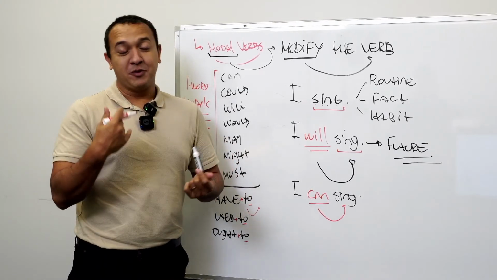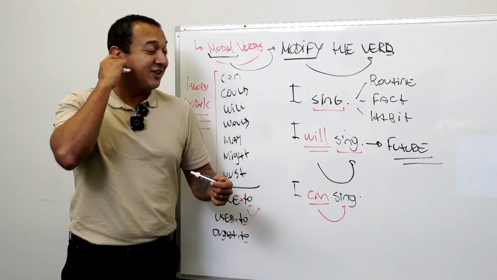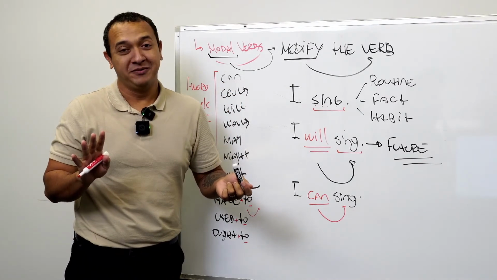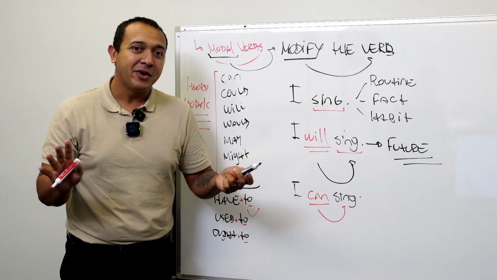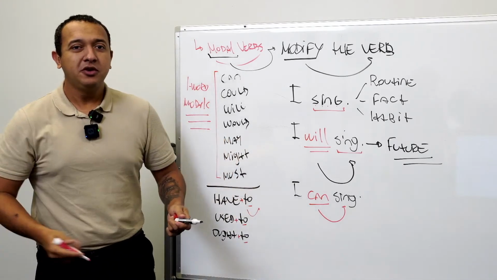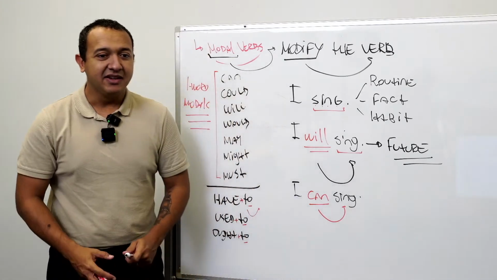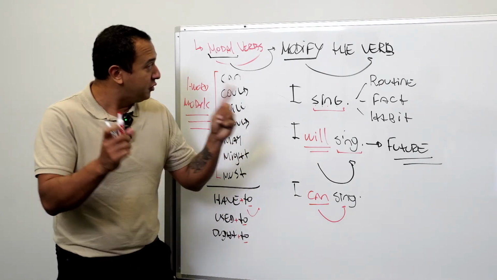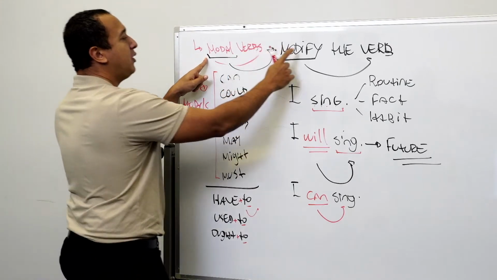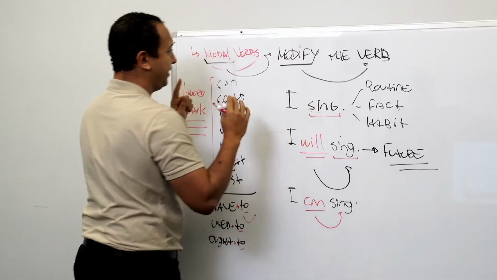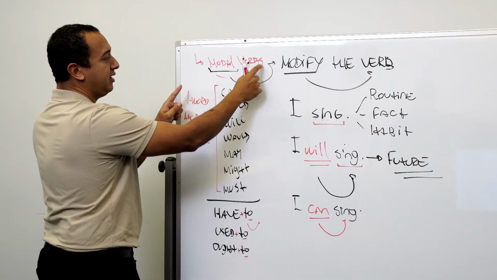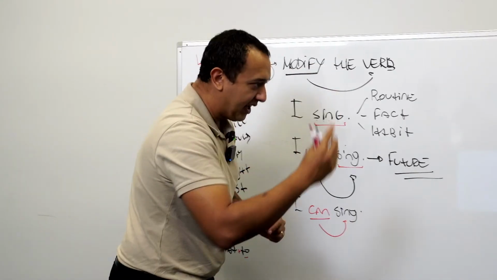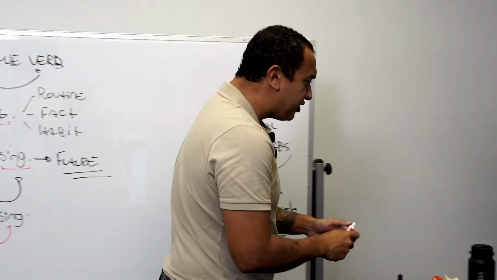If I were going to tell you, like Marcelo, I would say, look, I sing, but it's not very good. I sing, but not very well. But if I told you, no, don't worry, I can sing, that means that I'm good at this, okay? So the modal verb modifies the verb. This is what the modal verbs do, okay? Modal verbs modify the verb, all right? Very nice. Let's continue. This was just an introduction to the modal verbs.